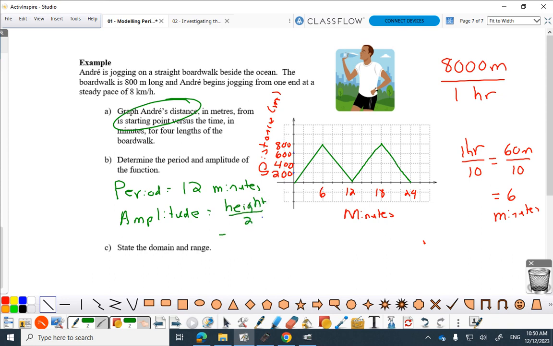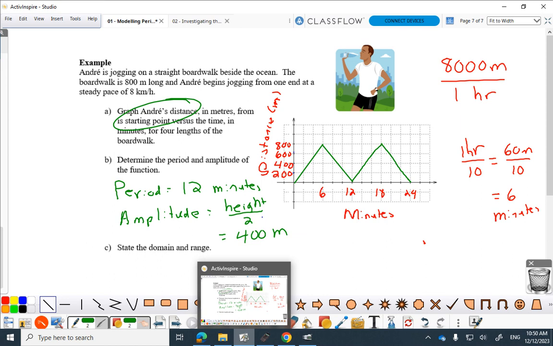And this is a great example to question and go, why would we do half the height? You're just going to have to trust me that half the height is the way to go for the word amplitude. We've got two words available. Height's the height of the whole wave, and amplitude is half that.